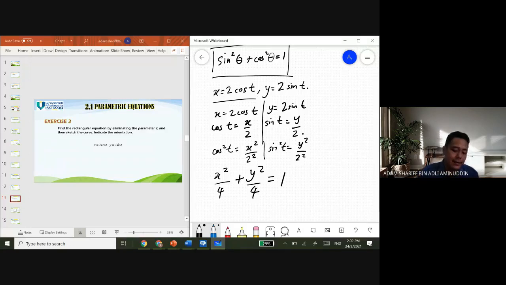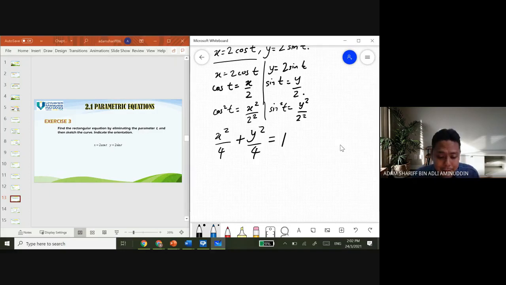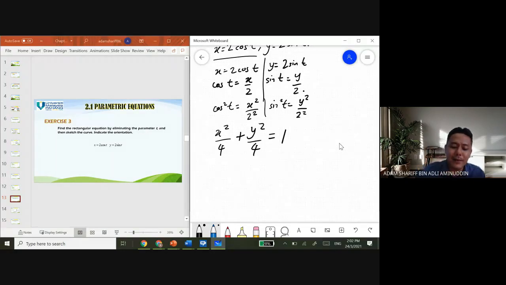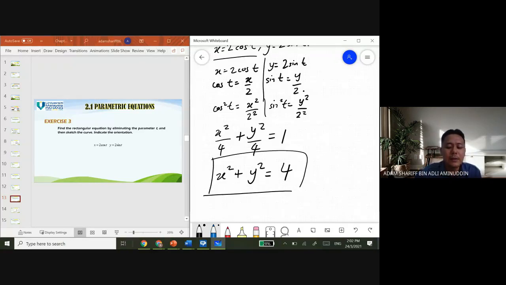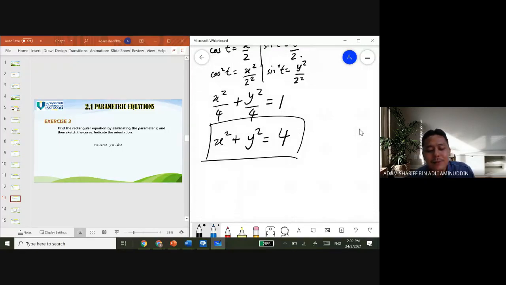Bentuk apakah ini? And before you start saying this is an ellipse, it might be an ellipse. It might be, I don't know yet. Let's see. Let's try to simplify this further. You can see that x squared plus y squared equals to 4. And this is the shape of a circle.